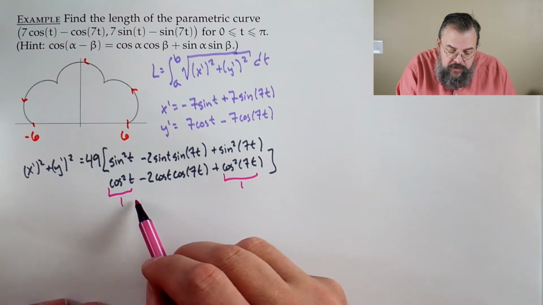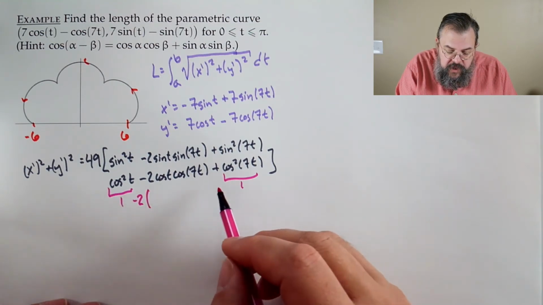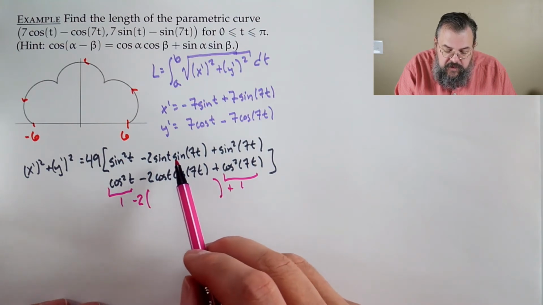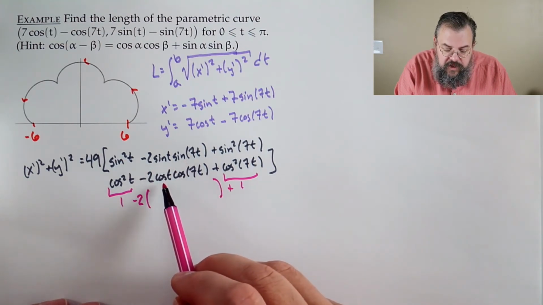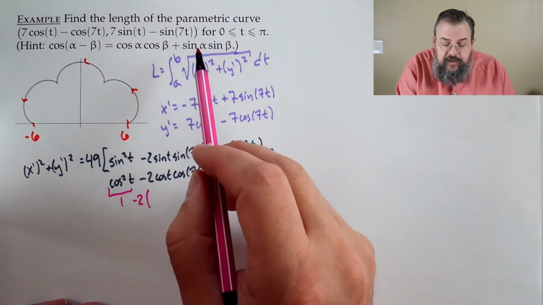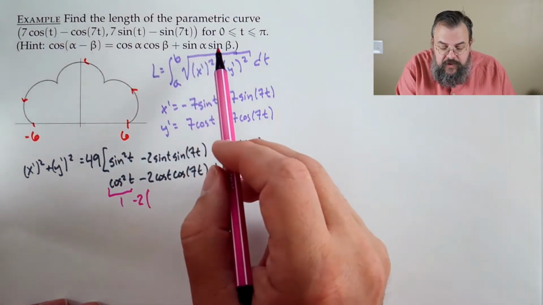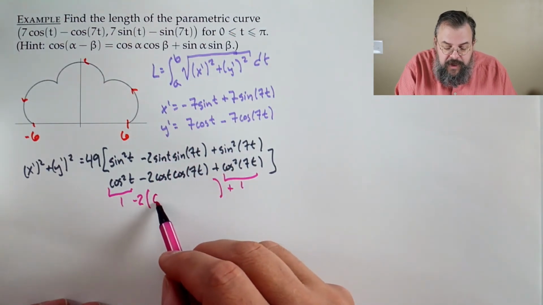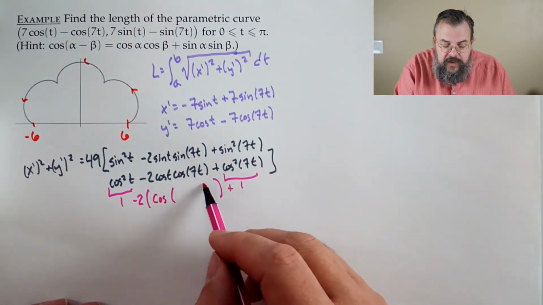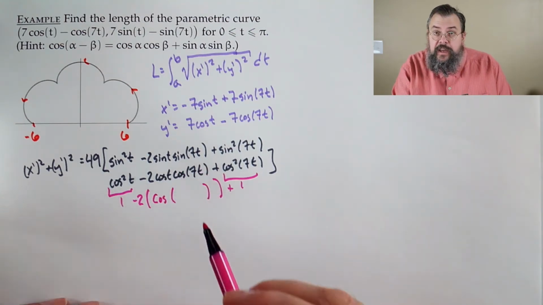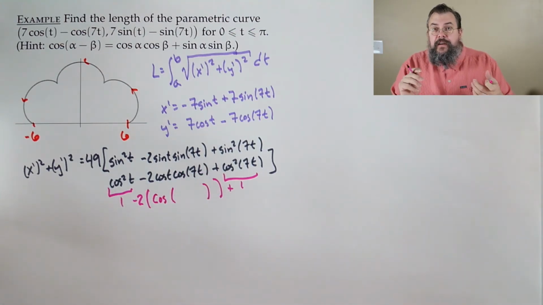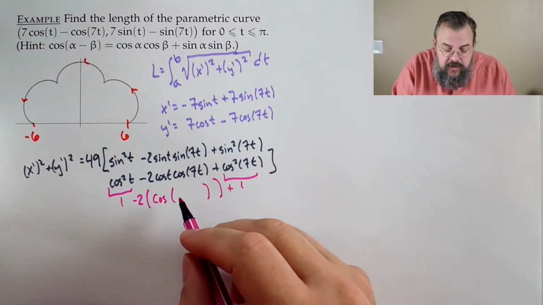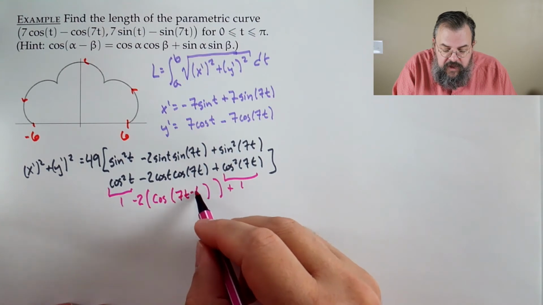Well, it's minus 2 times something. It's sine t sine 7t, cosine t cosine 7t. It's exactly what you see here: sine alpha, sine beta, cosine alpha, cosine beta. So it becomes cosine of the difference. It doesn't matter whether you take t minus 7t or 7t minus t. Cosine is an even function, so it doesn't matter if you negate the inside. So we'll write it as cosine of 7t minus t.